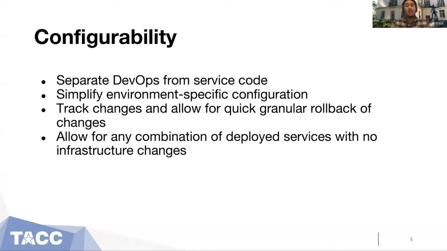So configurability: we wanted to be able to separate our DevOps process from our service code. Previously we had DevOps code living right next to our service code. So for a gateway, and for a better deployment process, and to separate those concerns, we wanted to split those up. We managed to do it now. We've simplified our environment-specific configurations. We track changes and allow for quick manual rollback of those changes, especially with Docker images being published to Docker Hub. It's quick and simple to roll those back.